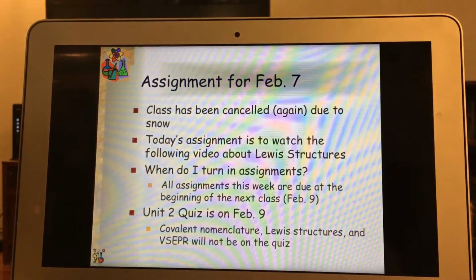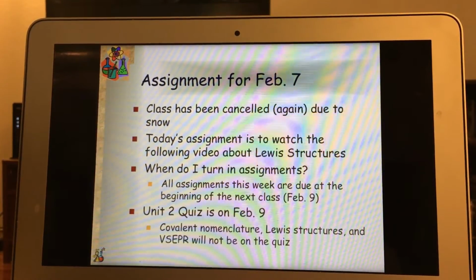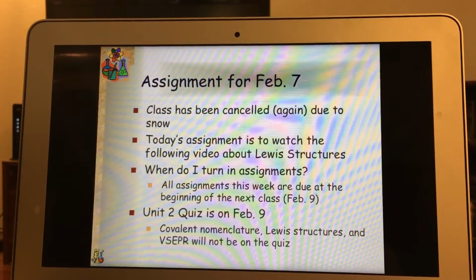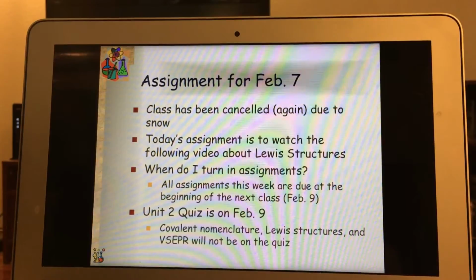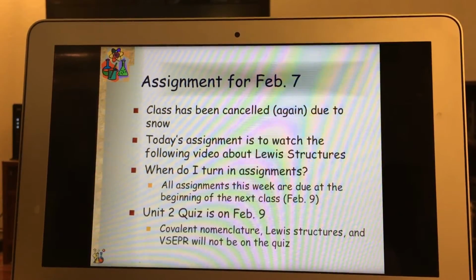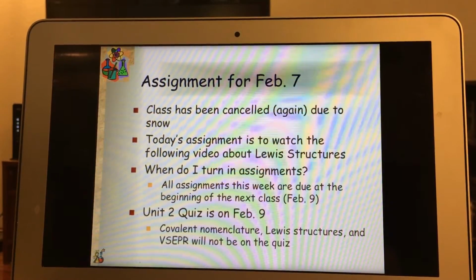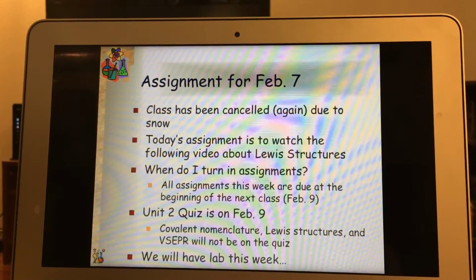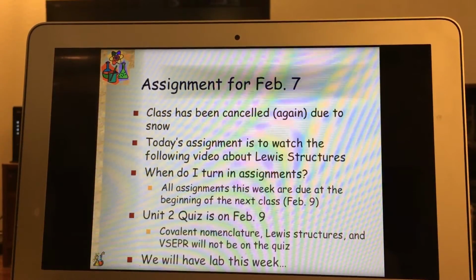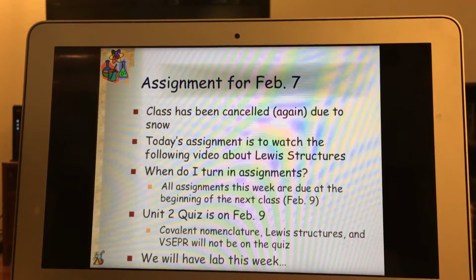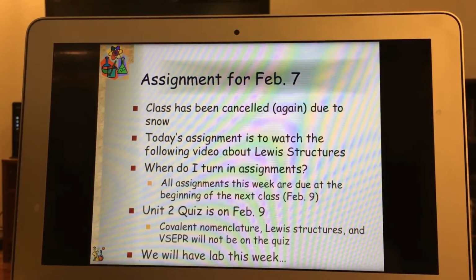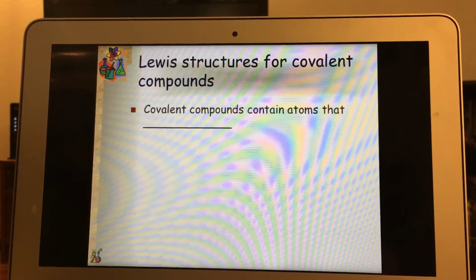I do have a few notes about the Unit 2 quiz, which should be on Thursday of this week, February 9th. The following topics were originally going to be on the Unit 2 quiz, but because we haven't had traditional lecture, covalent nomenclature, Lewis structures, and VSEPR will not be on the quiz. Finally, we will be having lab this week, pending snow, so ideally I'll see you for Lab 5 on Wednesday for Section A or Friday for Section B.